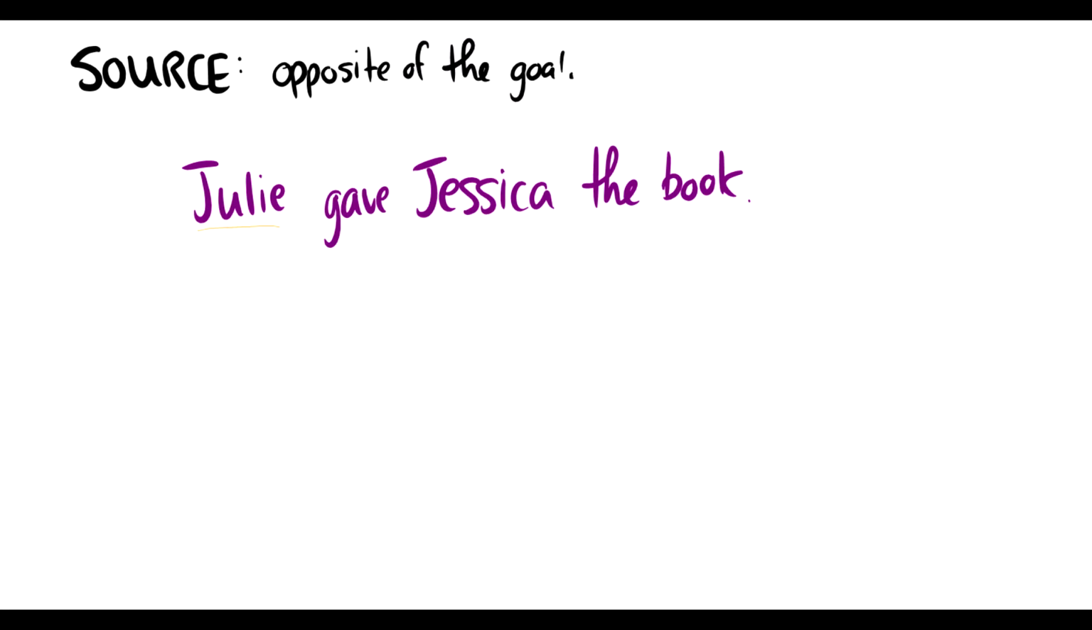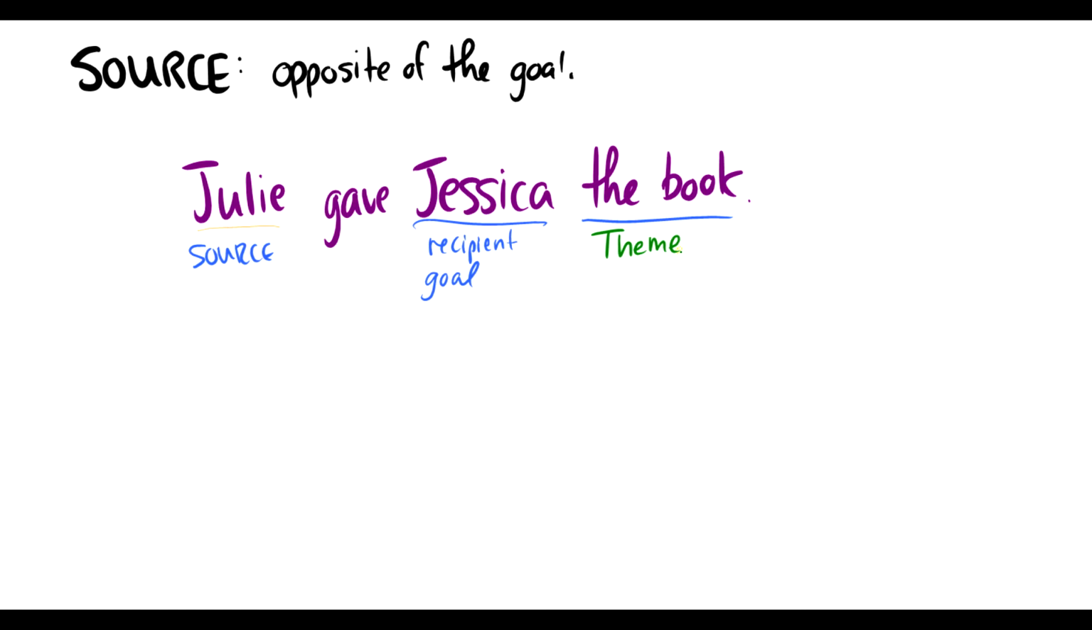So, source. Clearly, if there's a recipient, there has to be a source. So, Julie gave Jessica the book. Here's a source. Julie is giving Jessica, which we know is the recipient, and is also the goal of the sentence, the book. Now here's a question. What is the book? Now use your knowledge of the previous theta roles. Is the book an agent? Is it an experiencer? What about a theme? Yeah, that seems about right to call this book a theme.